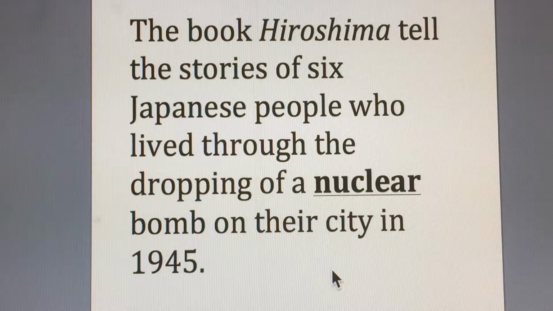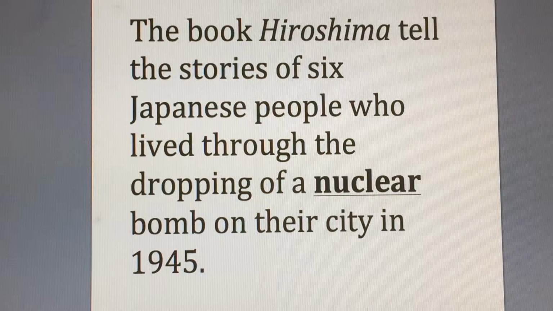Hello, this is Maestro X, and I'm going to go over the Level 2 academic word of the day, nuclear, for week 5, quarter 4. Let's take a look at your flashcard.